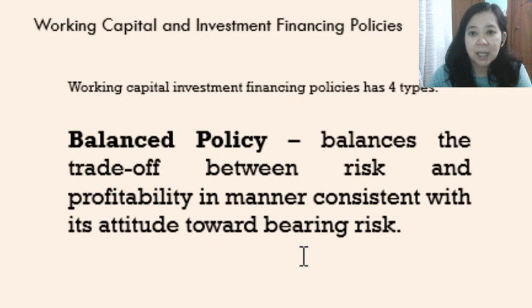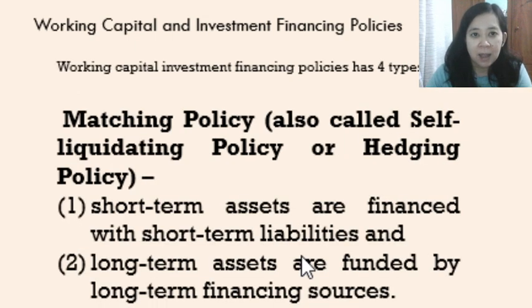This is what we call a playing safe policy, because the need for the fund is being matched with the sources. Meaning to say, if that liability is due, we can pay with the current assets available. Or if we need current assets, we source it from current liabilities. And the same also with that of the long-term assets and liabilities.